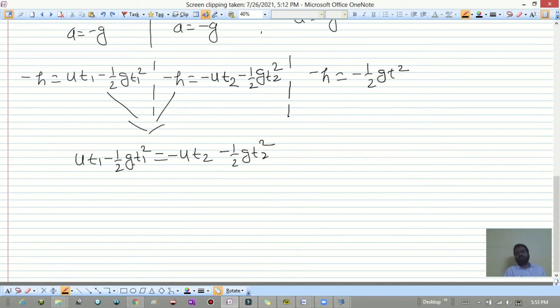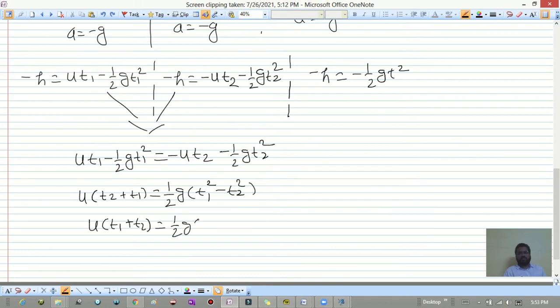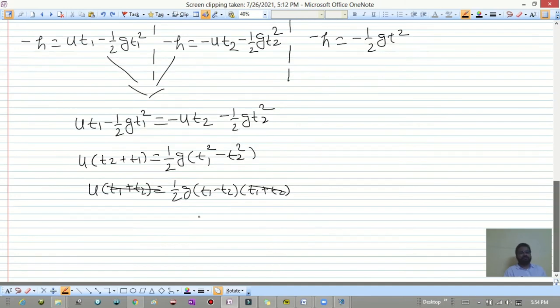Now on this side and this side, you will get u times (t2 plus t1), and here we'll get 1 by 2 g times (t1 squared minus t2 squared). So if you cancel out, you will get the value of u, and that is 1 by 2 g times (t1 minus t2), because of the a square minus b square formula. (t1 plus t2), this and this get cancelled. We'll have u as g divided by 2 into (t1 minus t2).